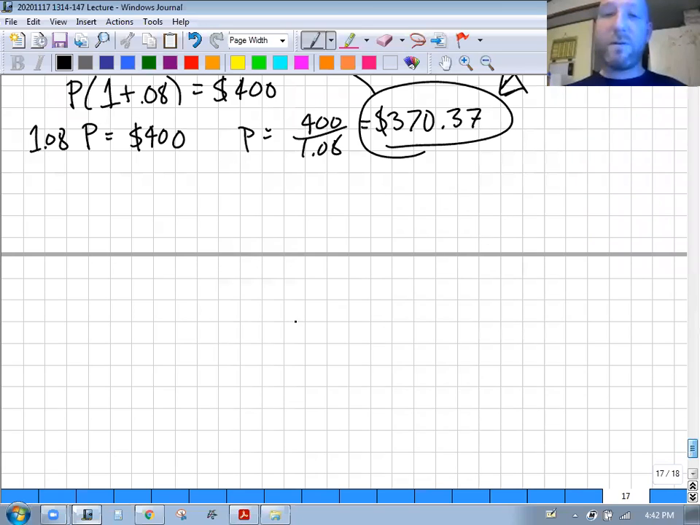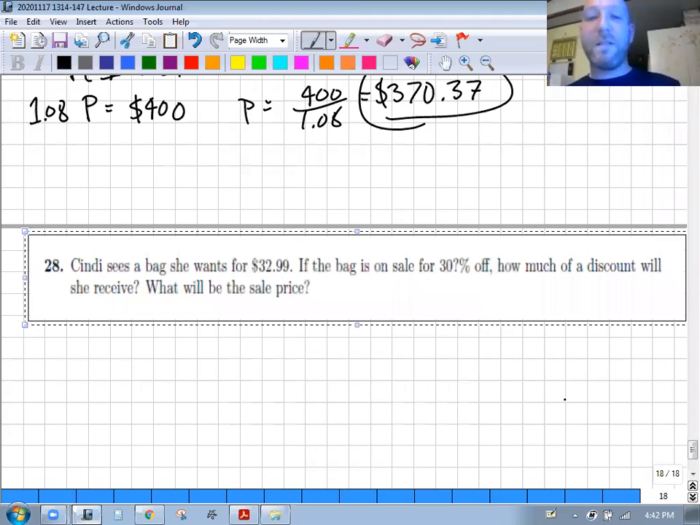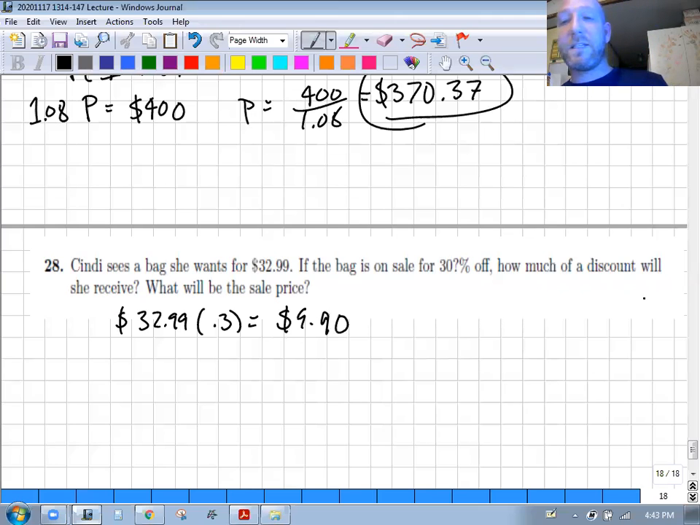So we get number 28 here. Cindy sees a bag she wants for $32.99. If the bag is on sale for 30% off, how much of a discount will she receive? Well, the discount, 30% off, we have 32.99. 30% of that, right, which would be 32.99 times 0.3. $9.90. That's the discount she's getting.